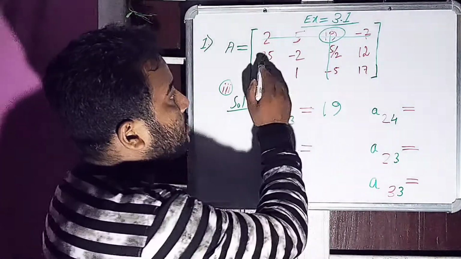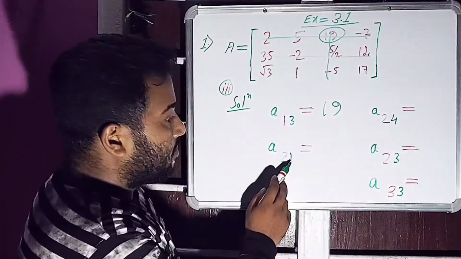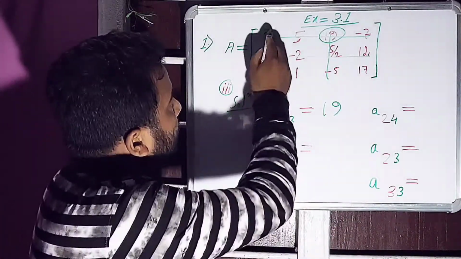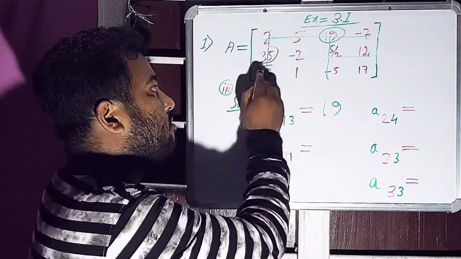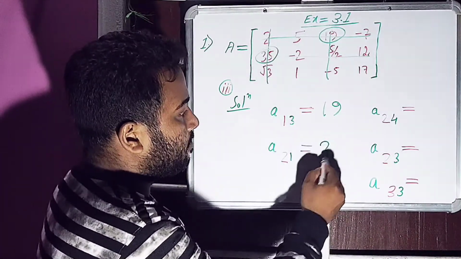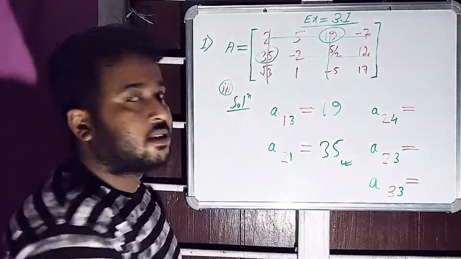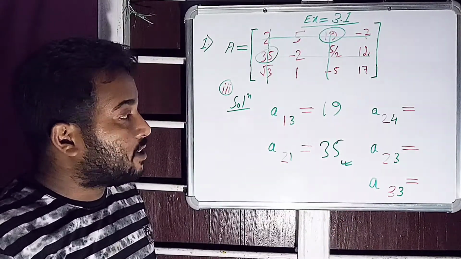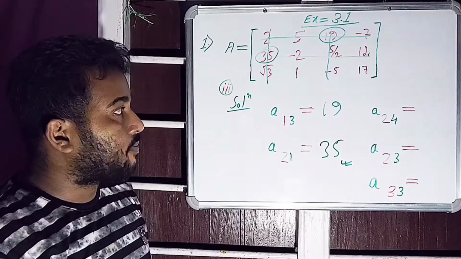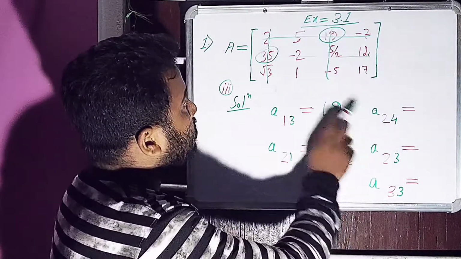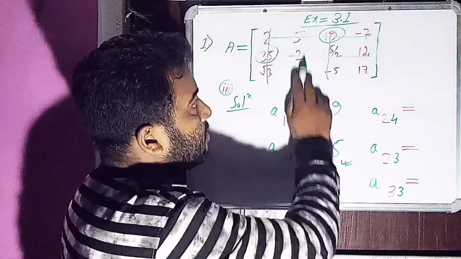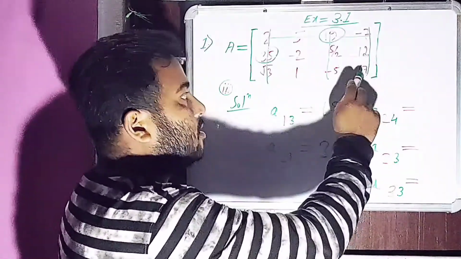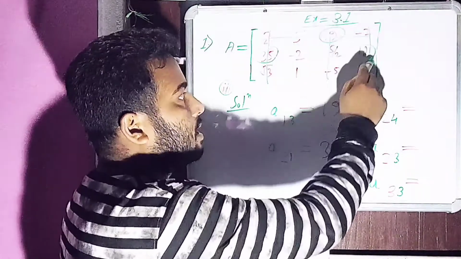Similarly, A21, here the row is 2, that is second row, and column is 1, so first column. So second row, first column. The element we get is 35. Got it? So similarly you can find out A24. So 2 is the row, second row, and 4 is the column, fourth column: first column, second column, third column, fourth column. So second row, fourth column. The element we get is 12.